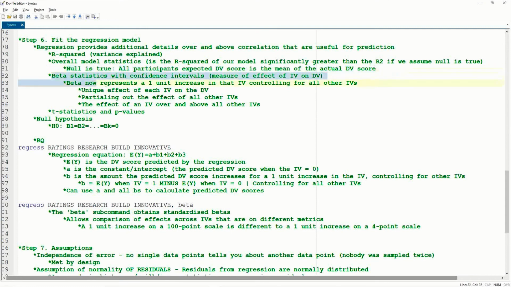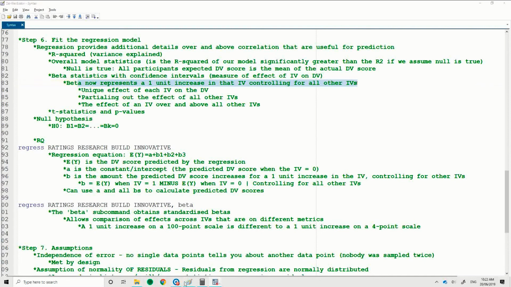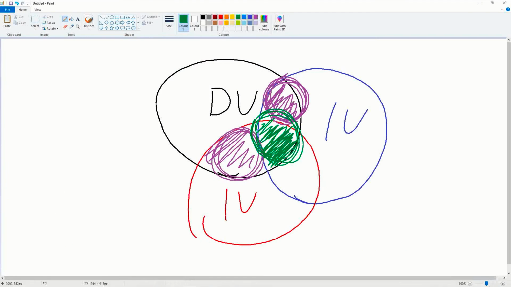Now we are still going to get beta statistics with confidence intervals, and it's still the measure of the effect of a 1 unit increase on the IV from the DV. However, there is a slight difference. And that difference is that our 1 unit increase in our IV is now controlling for all the other IVs. When I say controlling for the other IVs, I mean partitioning out this green stuff, partitioning out the overlap, the shared variance.